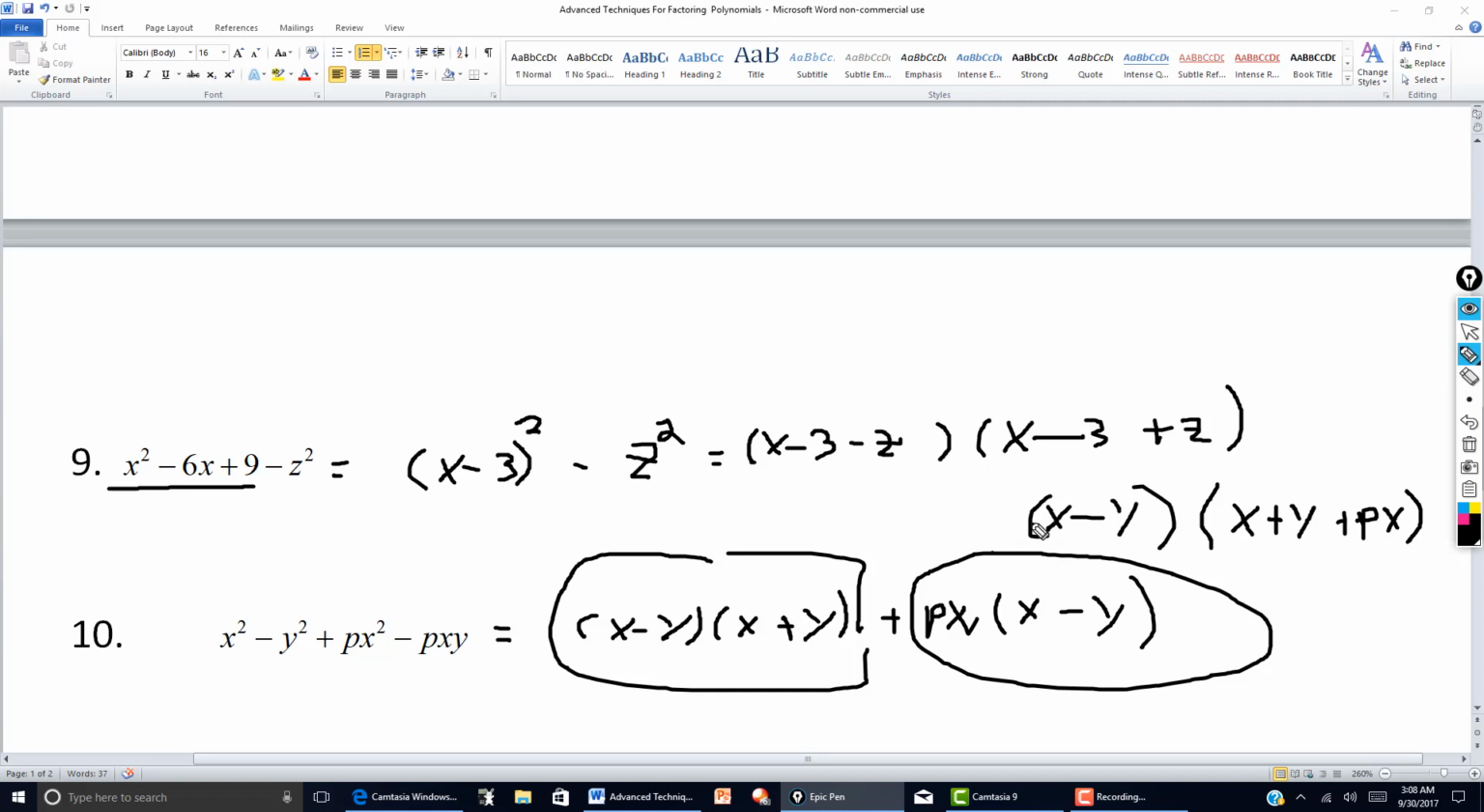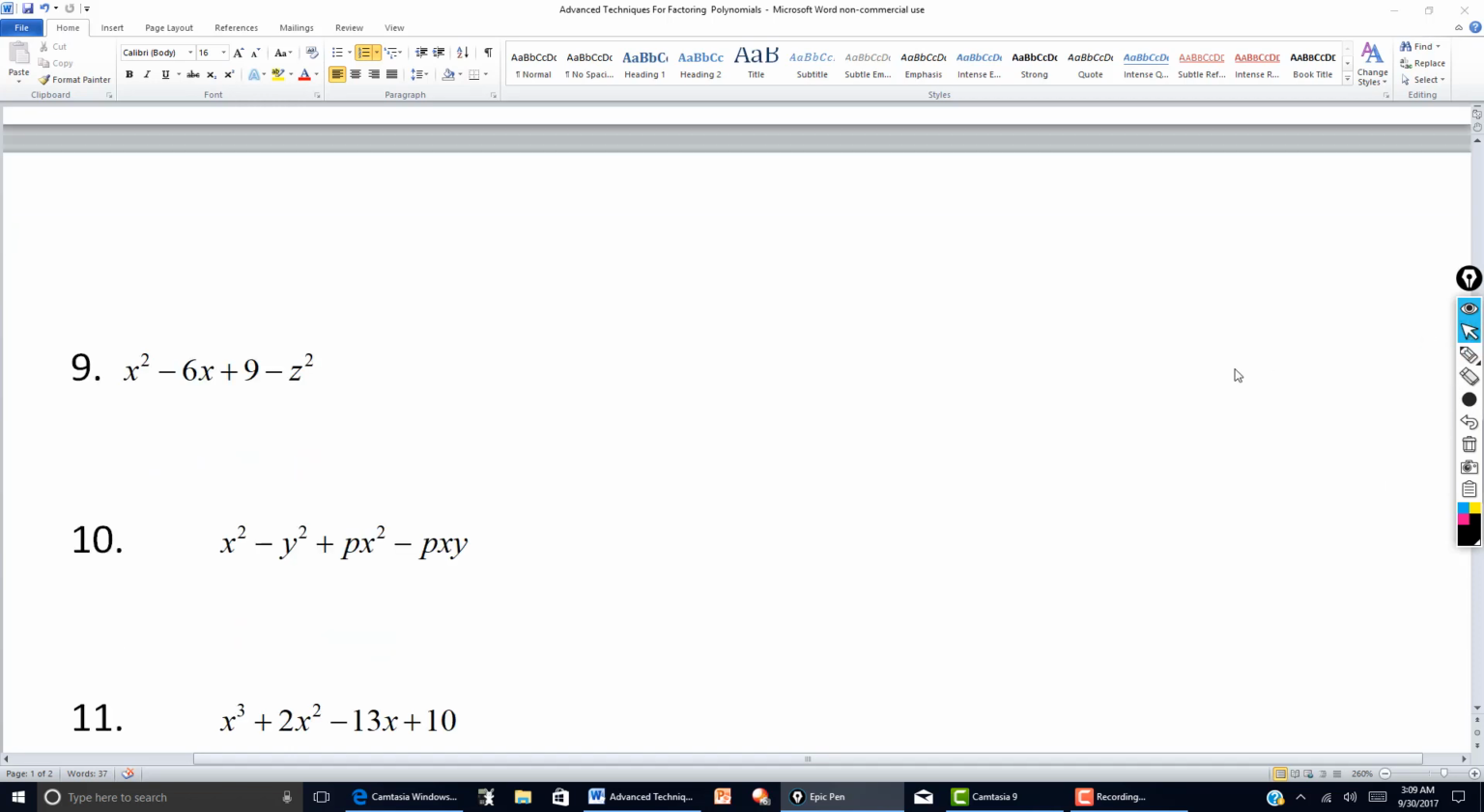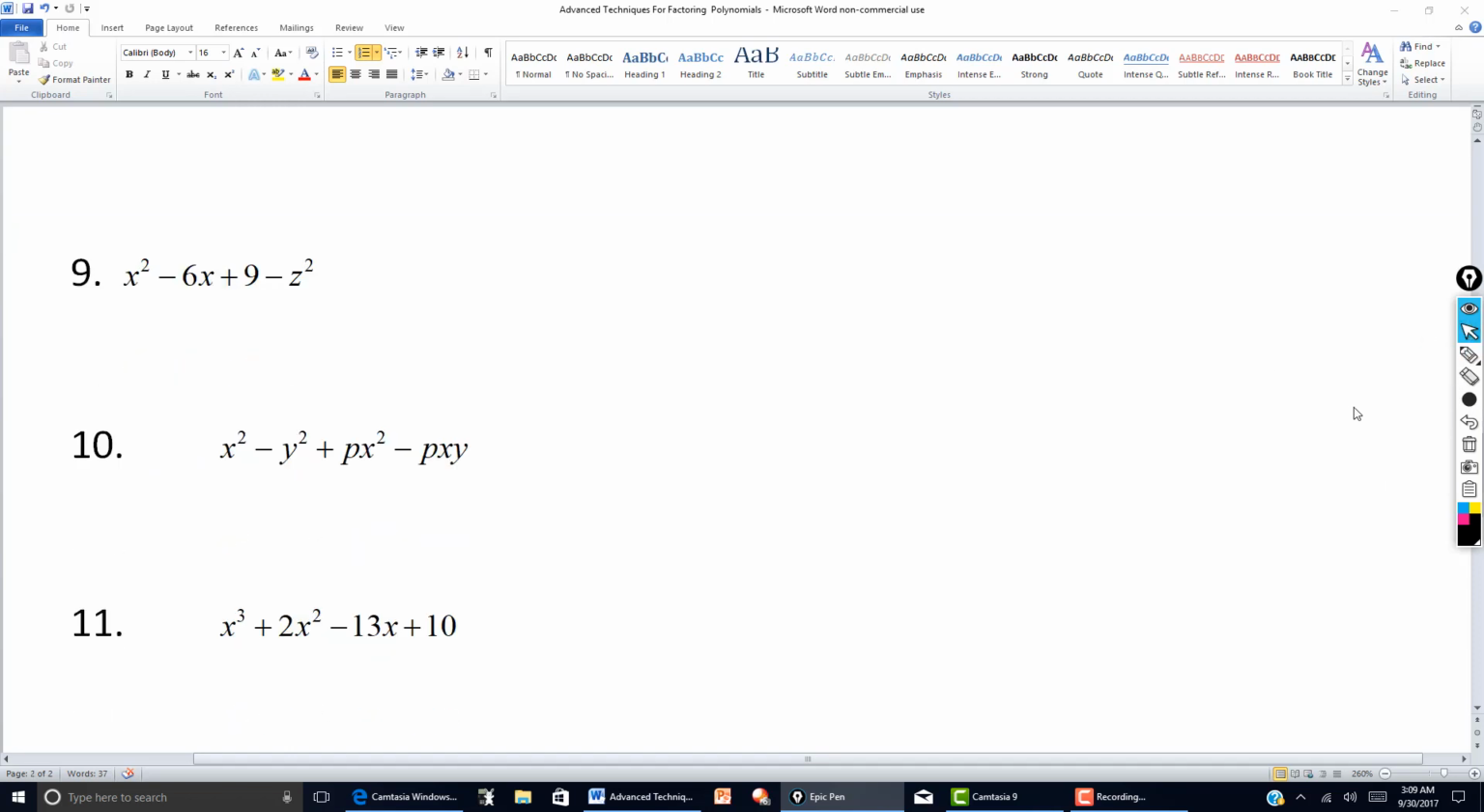Okay, so this one then factors into x minus y and x plus y plus px. Okay, so this is your answer right here. Okay, so we're factoring trinomials, binomials, or in some cases expressions with more than 3 terms. Okay, so let's clear all of this. Go to the next one.